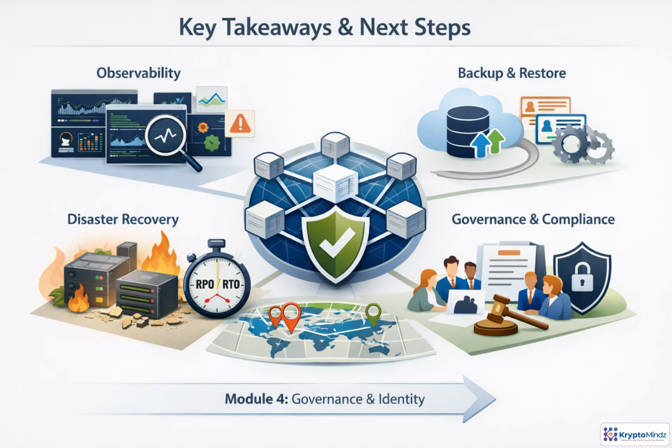The main message is simple. Deployment is only the beginning. Enterprise Fabric needs observability, complete backups, tested recovery plans, and coordinated incident response. These practices protect continuity and auditability. They also prepare us for the next module, where we connect operations to governance, identity, compliance, privacy, and risk.